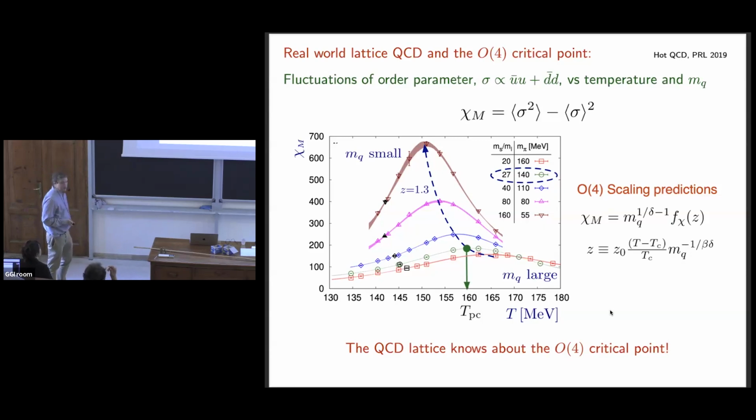And what's particularly striking about the lattice results on the fluctuations in the magnetization is the way it increases and moves to the left in a very characteristic way. In fact, the amount that it moves up, and how it moves to the left, is a universal curve, which is governed by O4 scaling. So somehow the way this increase shows that real world QCD knows about the presence of the O4 critical point.